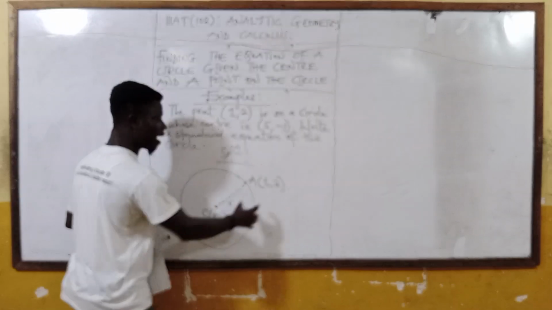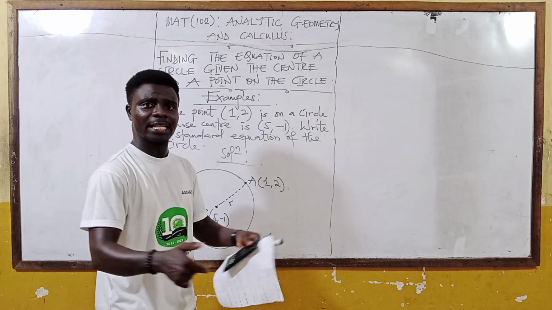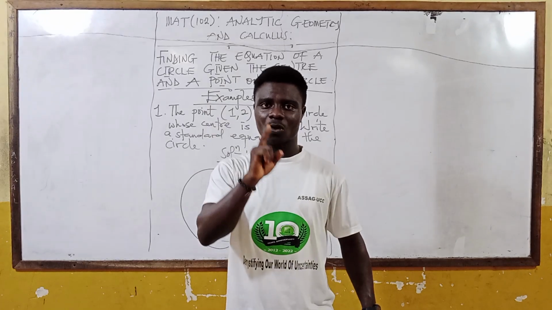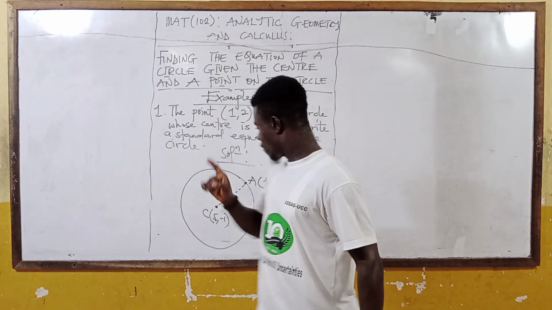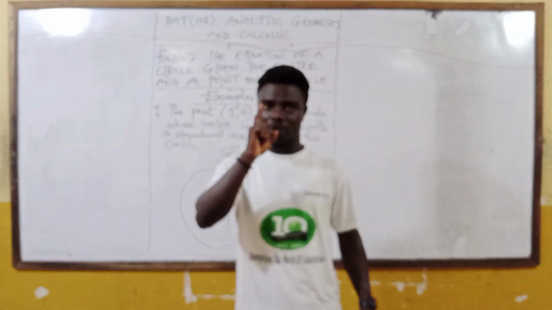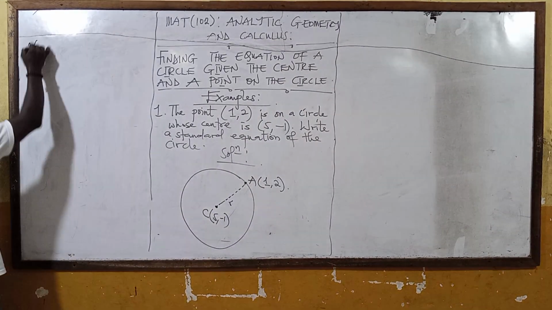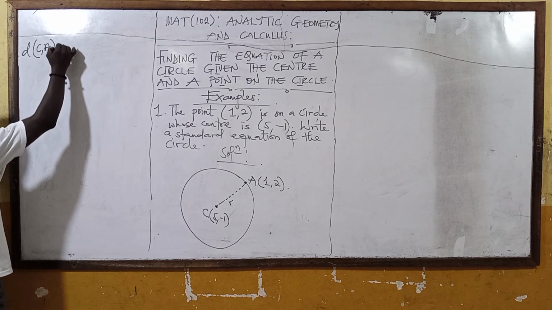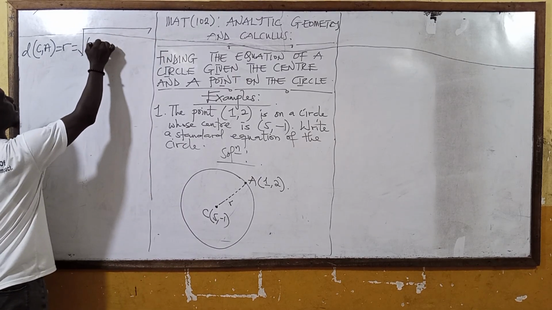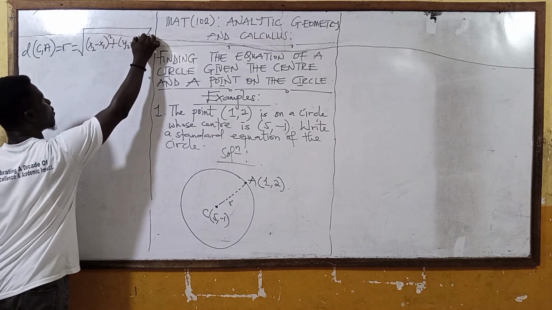Now I have a point here, I have another point here. How can I find the distance, or how can I develop my radius? Don't forget, how do we calculate the distance from this point C to this point A? So I can say that the distance of CA, which is the same thing as the radius, must be equal to the square root of (x2 minus x1) squared plus (y2 minus y1) squared.